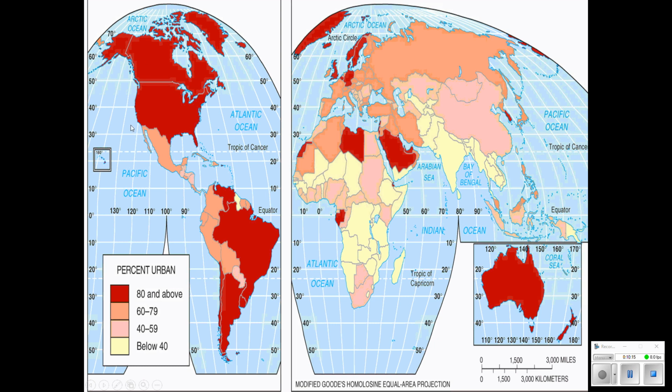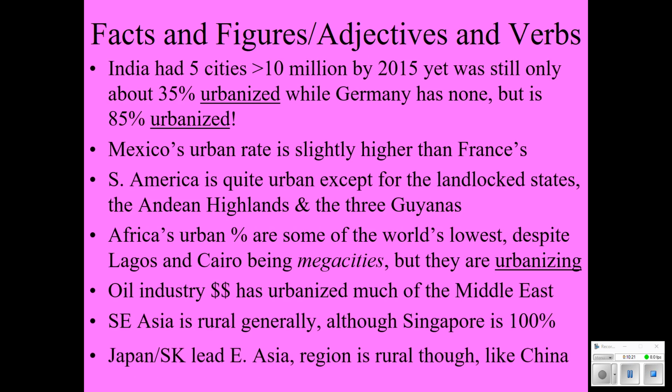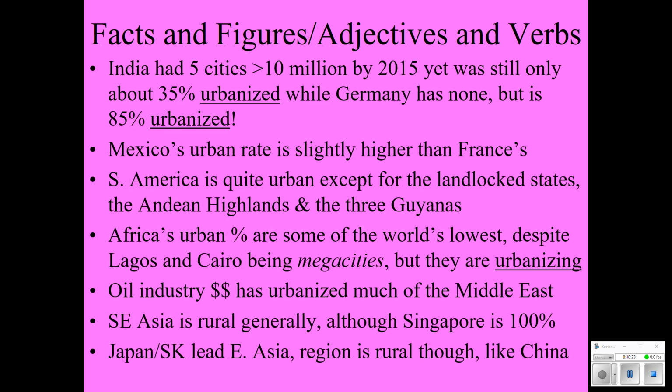And then, of course, North America being very, very urbanized as well. So what are some facts and figures? And I'll kind of blow through this slide. I can let you pause it and you can read it as much as you want. But remember that even though India is not very urban at all, it still has millions of urban residents. Because remember, it's a country of over 1 billion people.